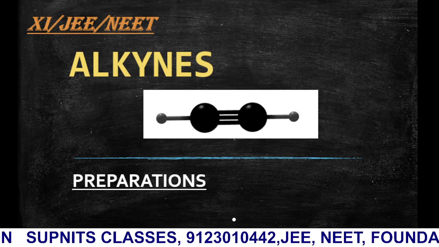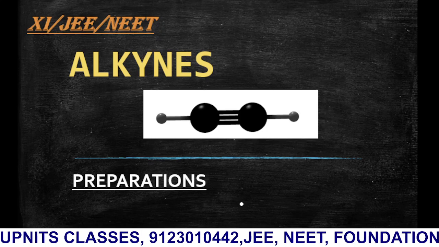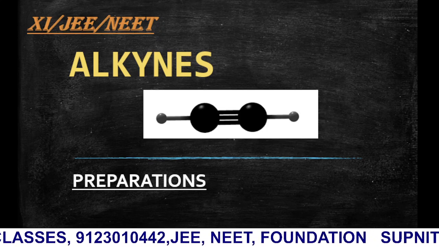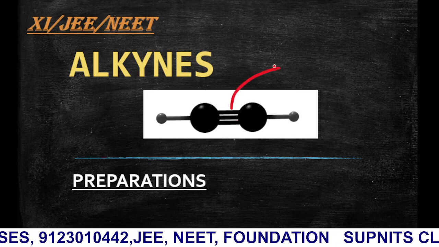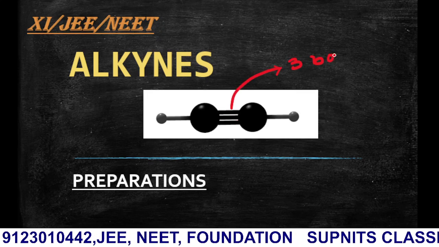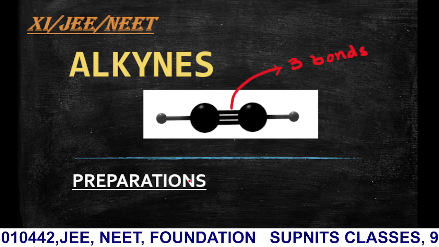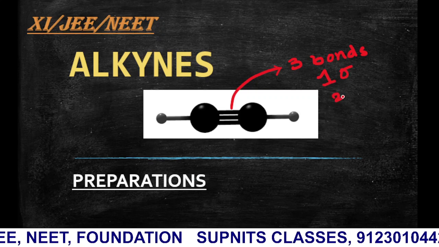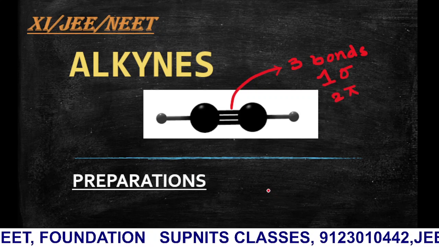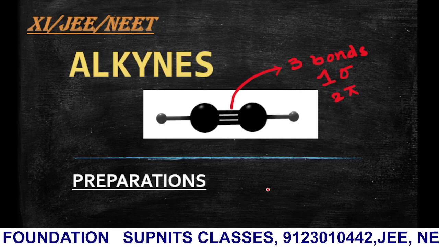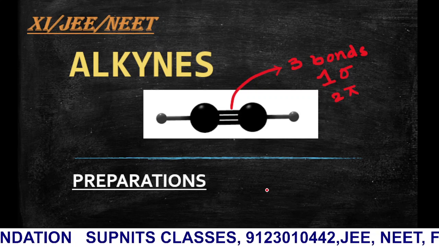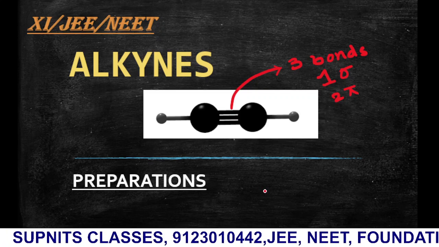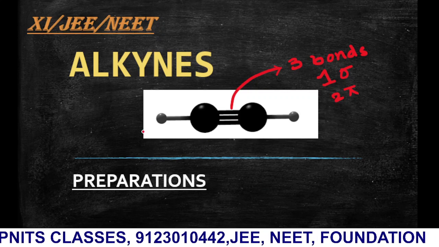As we already know, alkynes are unsaturated hydrocarbons. You can see over here in the diagram of an alkyne, if you notice, there are three bonds. If there are three bonds, that means there is one sigma bond and two pi bonds. I hope you all are aware of these things earlier, correct? So we proceed with how to prepare alkynes.